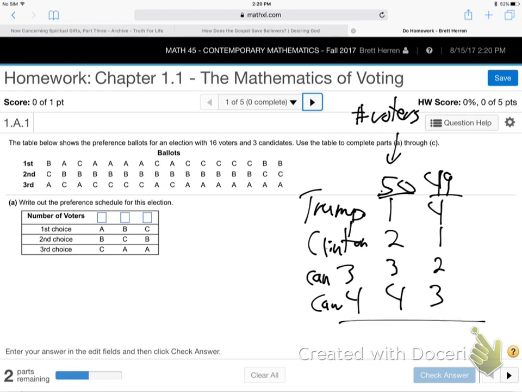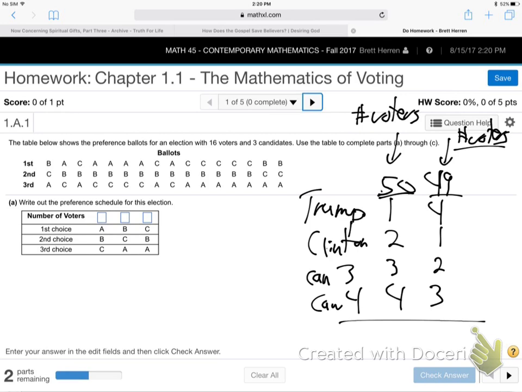So who would win that election by our system? By our current presidential system, how many voted for Trump first? 50 people, right? How many voted for Clinton as their favorite? These 49. Is that table, the way I'm drawing that table, making sense? What that means, let me try to say it more slowly and clearly.